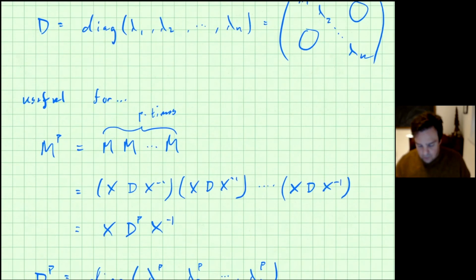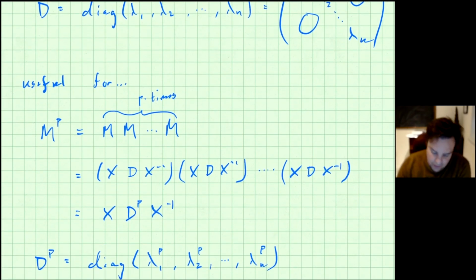So for a matrix that's diagonalizable, it's really easy to raise it to some power. And that's useful because it's going to happen that we have to raise matrices to powers, and that's very difficult to do in general. But for a diagonalizable matrix, it's very pretty. It works out very nicely.